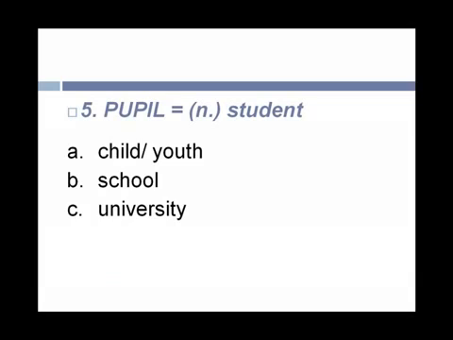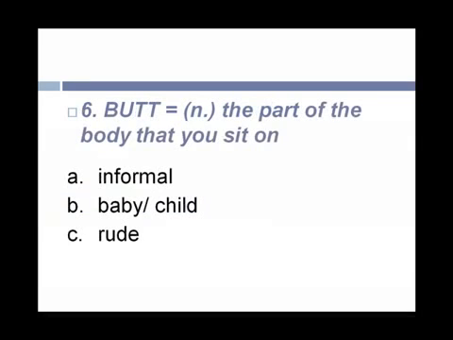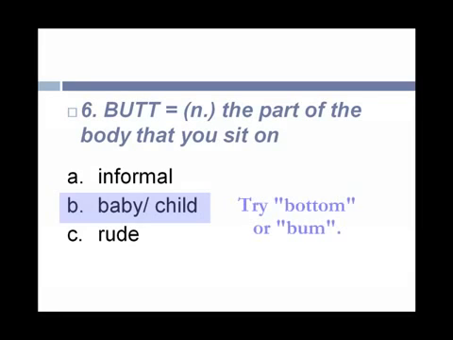5. Pupil, student. The false connotation is university. Pupil can refer to students in general in a school, but not normally older students. 6. Butt, the part of the body that you sit on. The false connotation is baby, child. Butt is an informal word and it can be rude. So if you're going to talk about this part of the body on a baby or child, it's better to use bottom or even bum, but not butt.